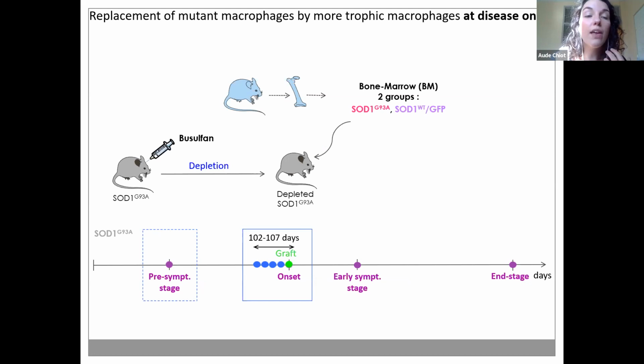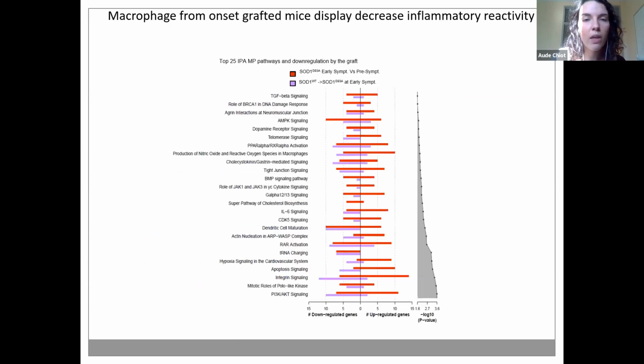And so then we wondered what's actually happening when we are doing those grafts and how those different genes that we saw are modulated when we are doing this beneficial graft. So what we did is that we did a group, again, grafted with either SOD1 G93A bone marrow or SOD1 wild-type GFP bone marrow. And this time we collected the macrophages and the microglia at the early symptomatic stage and at end stage. And we performed another transcriptomic analysis.